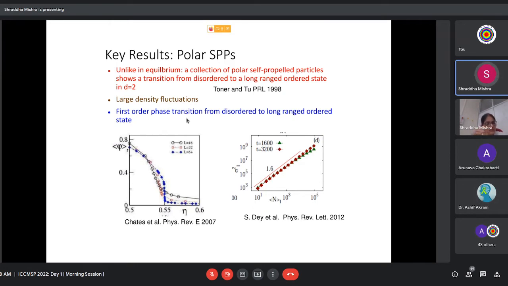So there is another controlling parameter, which is the chirality. Then the self-propulsion speed and chirality will both compete with each other. You will get some other phases. Long-range ordering for high chirality, you will not get. Okay, that makes sense.